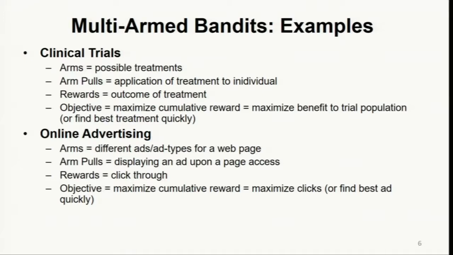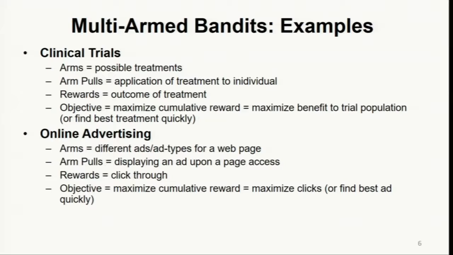And online advertising too. You can display different kinds of ads on a web page. You find that every time you click on a YouTube video, they generate some kind of advertisement, a short video of 4 seconds. How do they choose that video? They can choose different video types for that page. Now, an arm pull is displaying an ad upon a page access, and the reward is a click-through.